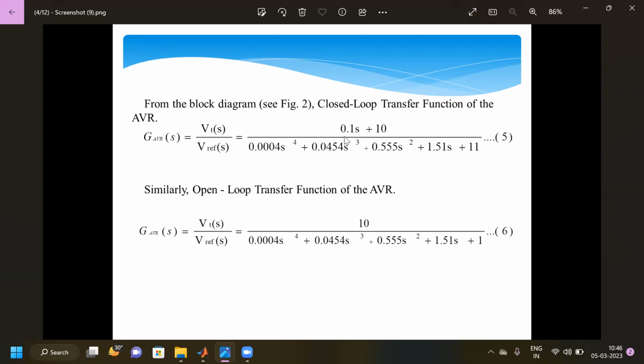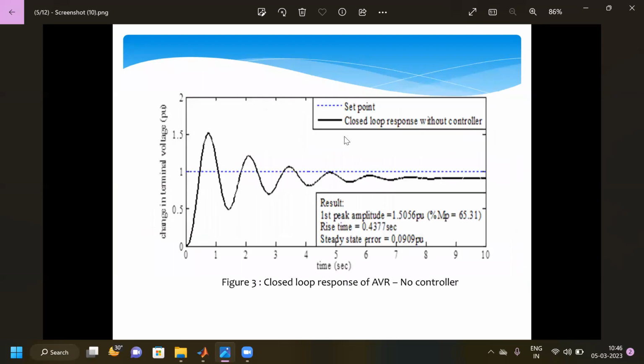By using this closed loop transfer function and the nominal parameters, by inserting these values in the block diagram, I'll get one waveform, that is this. Without any controllers, I'll get this waveform. From this I'll get a rise time, steady state error, and a peak overshoot. This is the closed loop response of AVR.